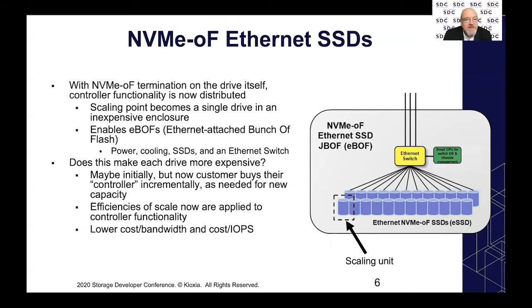But doesn't this make each drive more expensive? Maybe initially, but now the customer buys the controller incrementally as needed for new capacity. So efficiencies of scale are now applied to this controller functionality in the manufacture of these drives, lower cost per bandwidth, and lower cost per IOPS. The scaling unit, as you can see over on the right, is a single drive. You buy a bunch of empty enclosures, and you add a drive at a time as your capacity needs. But keep in mind, as it goes, the cost of the storage is going down, so the last drive you add to that enclosure may be a lot cheaper than the first drive you add to that enclosure.